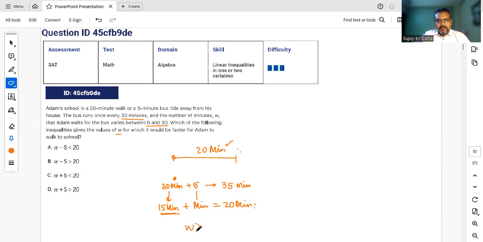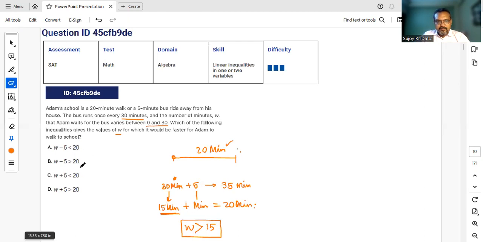So waiting time greater than 15, right? So like 16 minutes you waited and then it took 5 more minutes. So 21 minutes. You would have reached faster by walking, right? So waiting time greater than 15 is the case where you are better off walking.